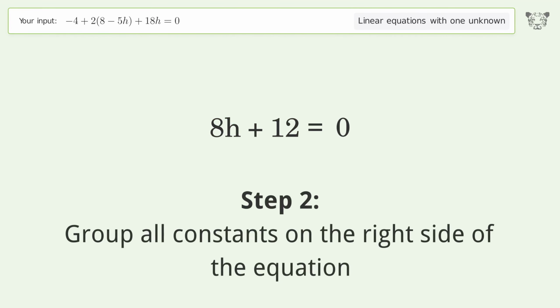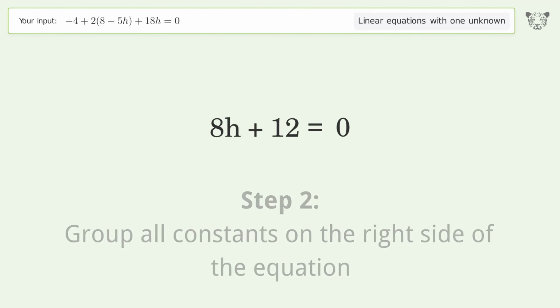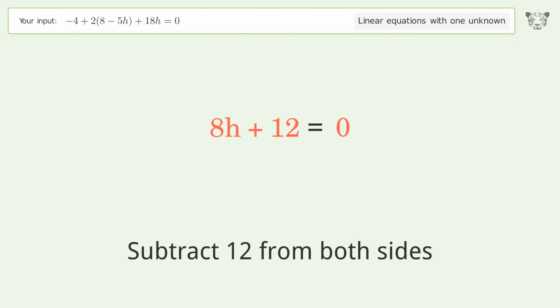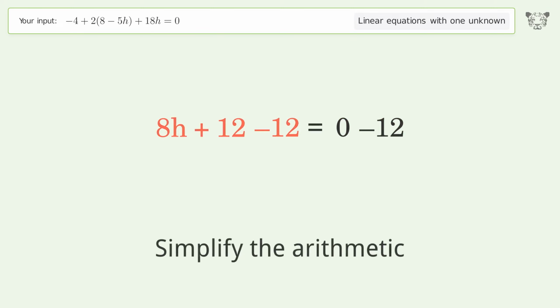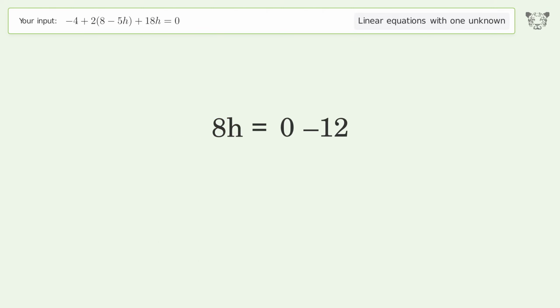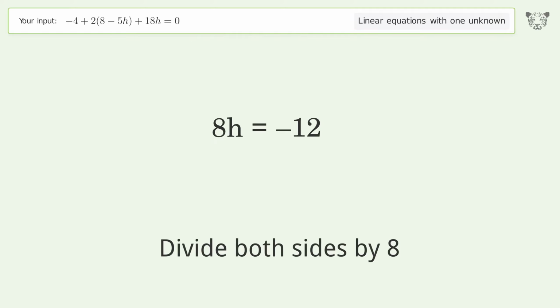Group all constants on the right side of the equation. Subtract 12 from both sides. Simplify the arithmetic. Isolate the h. Divide both sides by 8.